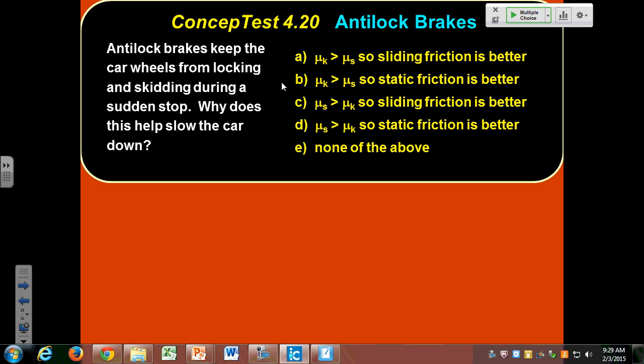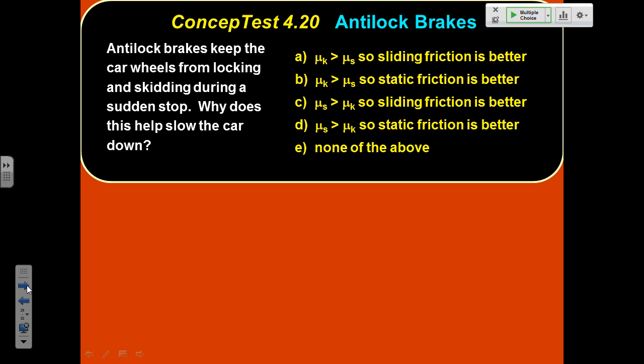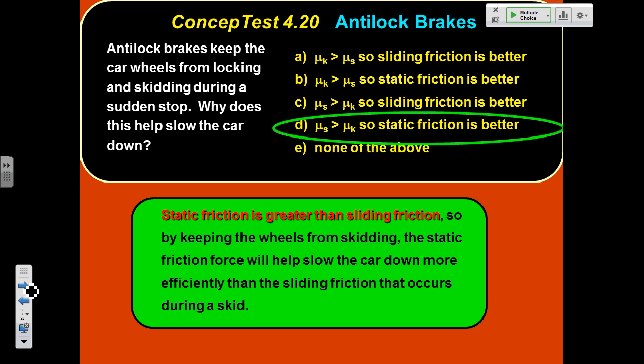Is there a situation where kinetic is better? I think in just some very few materials, your kinetic friction can be bigger. I don't know of any right offhand, but I think it can exist. I can't think of it.